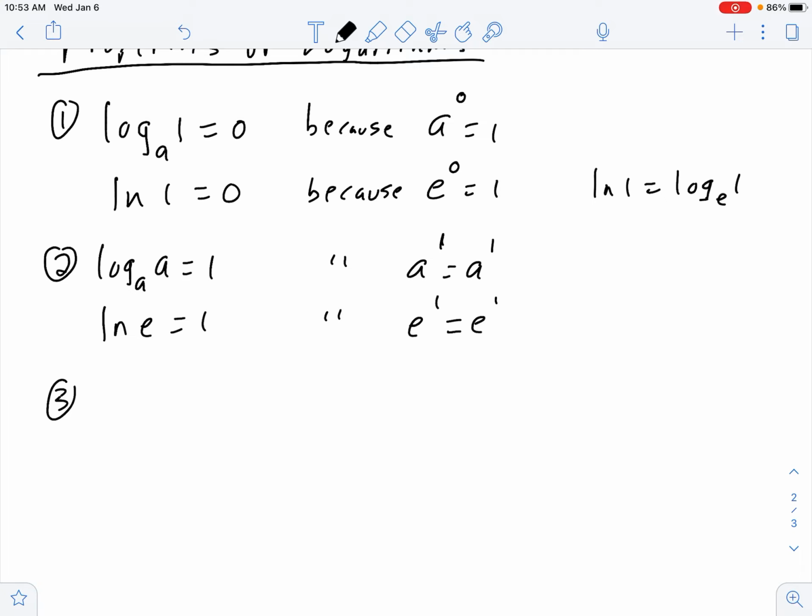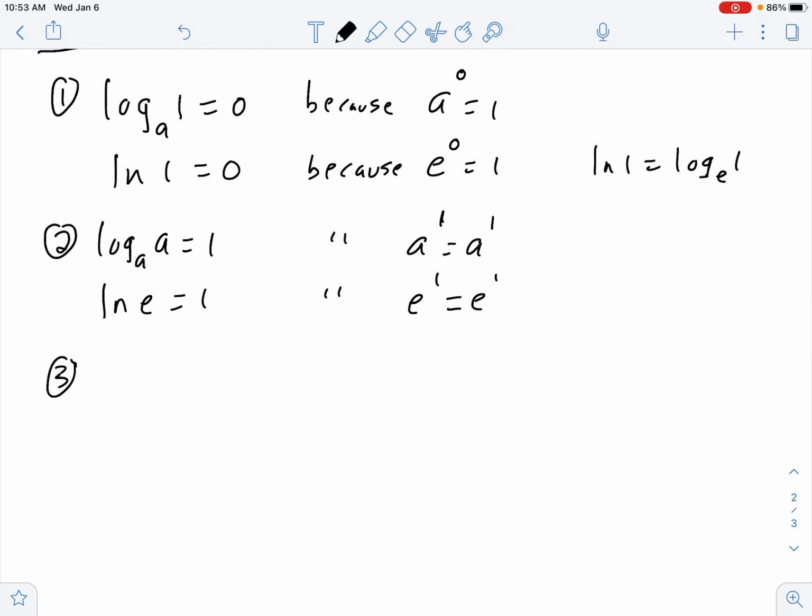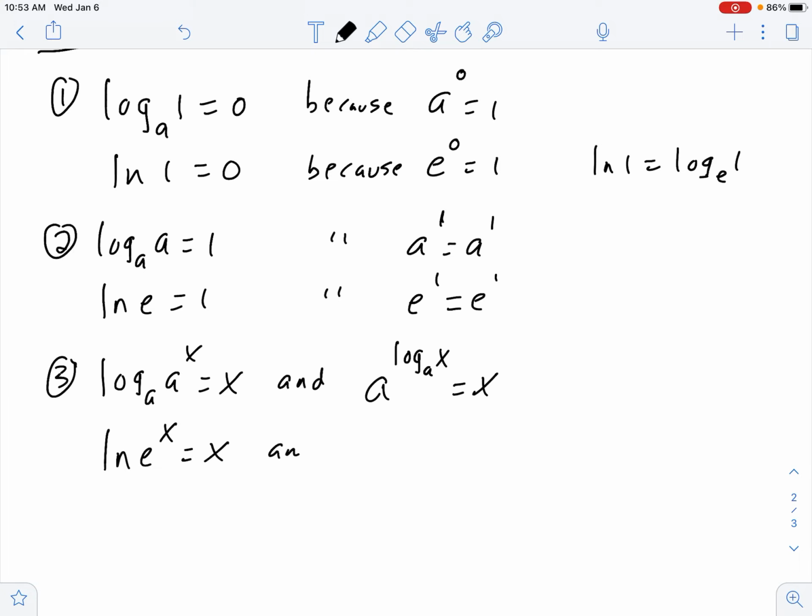Then we have the inverse properties, which are extremely important, and these we're going to use to solve the exponentials. So we have log base a of a to the x, that is going to equal x. And if we have a raised to the log base a of x, that is also equal to x. The same goes true for the natural log: ln of e to the x is equal to x, and e to the ln of x is equal to x. Again, these are the inverse properties, which you will definitely see again when we're solving log and exponential equations.